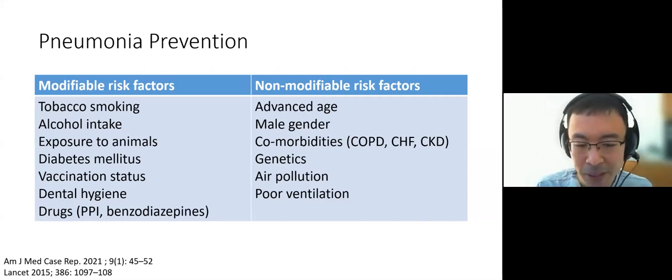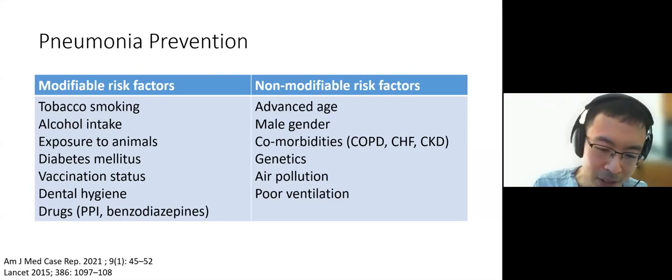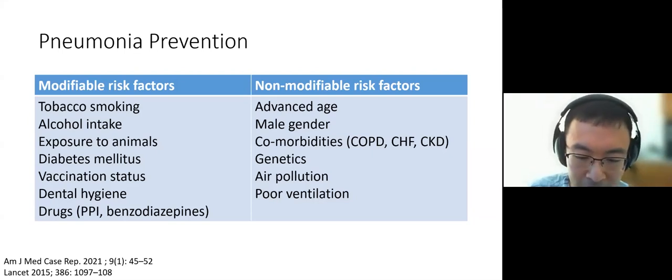Animal exposure might not be too relevant unless you have a bird or farm animals. So I wouldn't worry too much about that. Diabetes is a risk factor for many things, and we already emphasized the need for good glycemic control. So pneumonia prevention is just another added incentive.